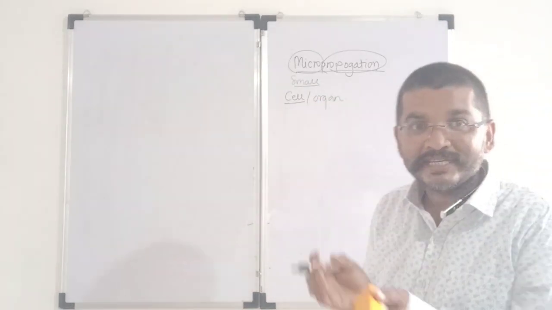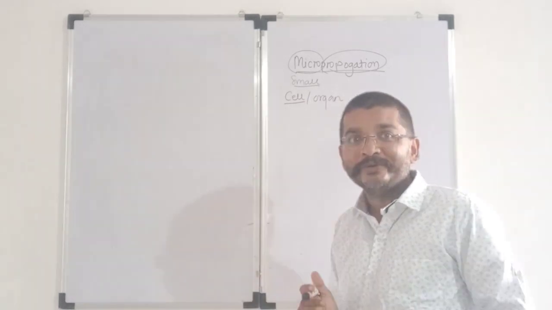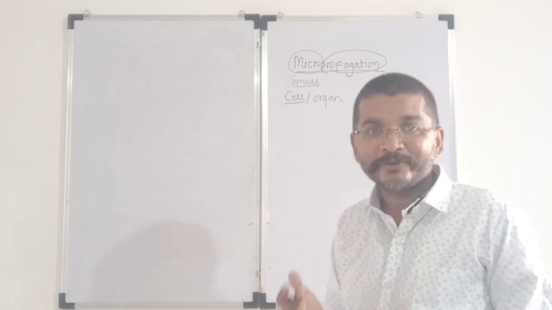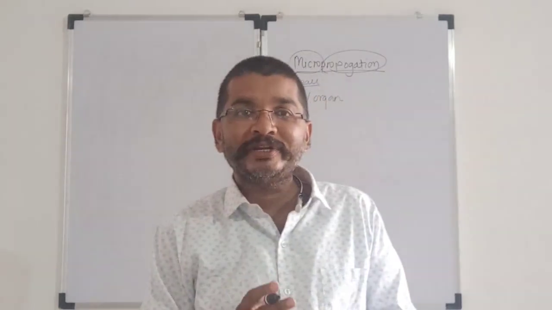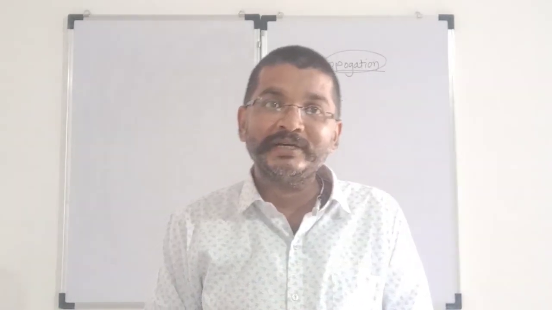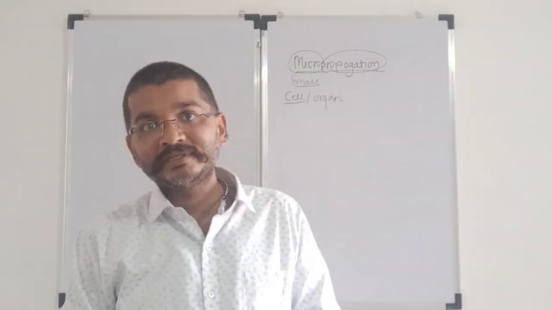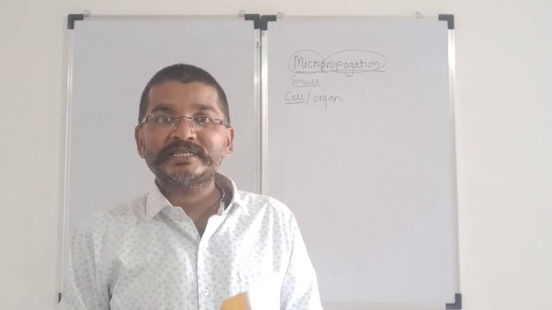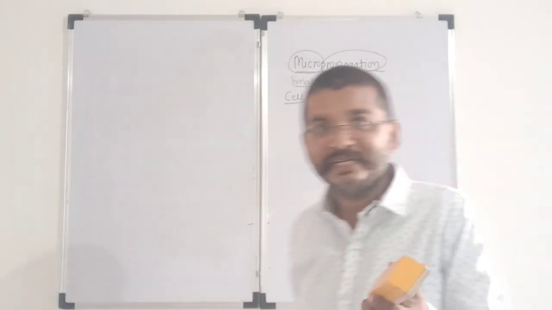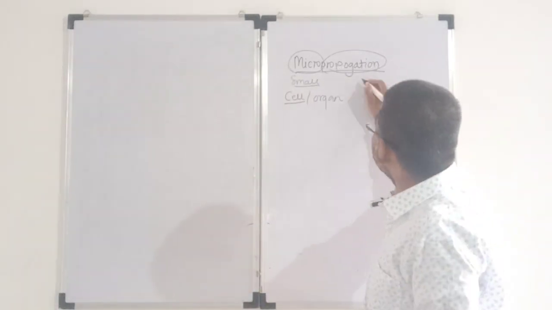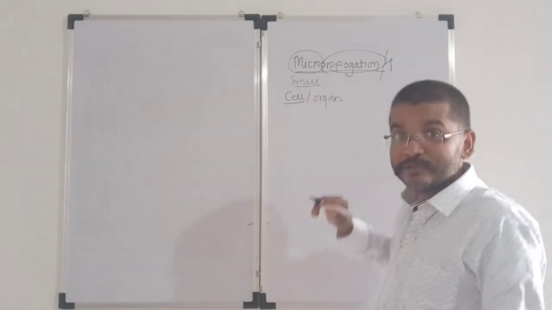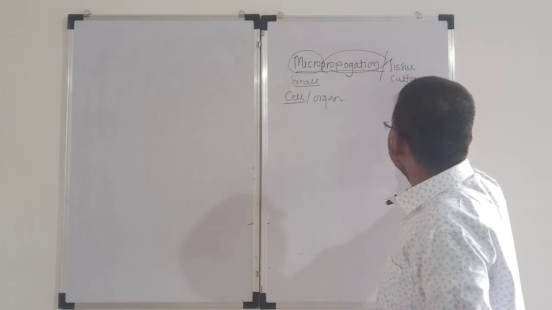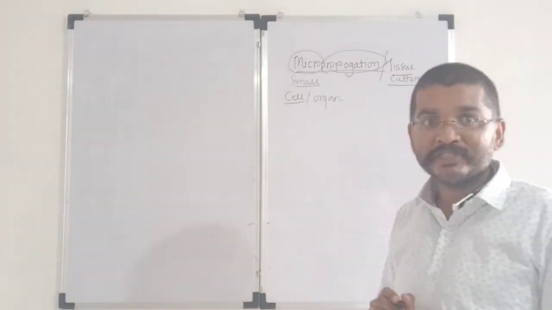If you are using a single cell to produce an entire new living organism, when we grow a single cell on a nutrient medium under controlled aseptic condition, then that process is called micropropagation. Simply, the one common word which is mostly used for this process is tissue culture. Tissue culture is called micropropagation.